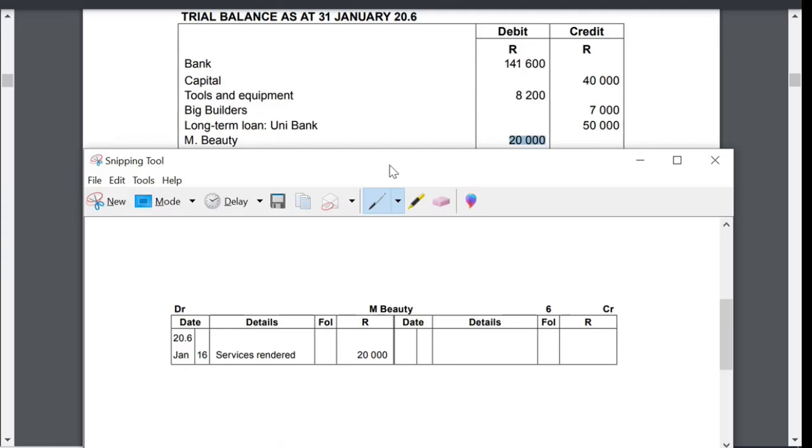So if you're looking at the general ledger and the balance is on the debit side, you will take it to the trial balance, also to the debit side. When the balance is on the credit side on the general ledger, you will take it to the credit side of the trial balance.